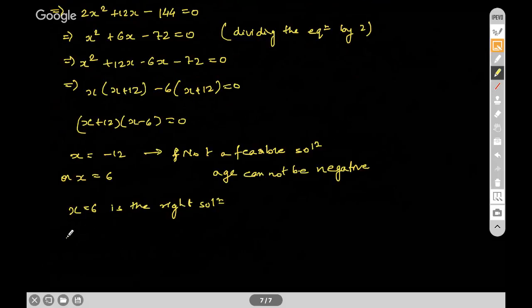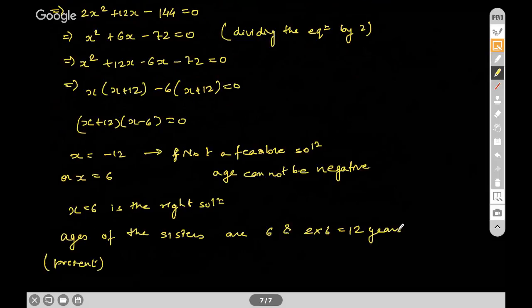Okay, so the ages of the sisters, or you should write present ages of the sisters, are 6, and twice of 6, 2 into 6 equals 12 years. This is about ages problems. Okay.